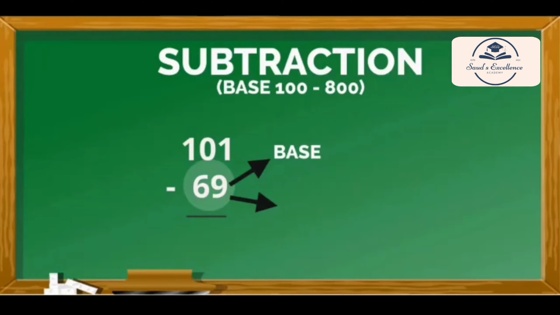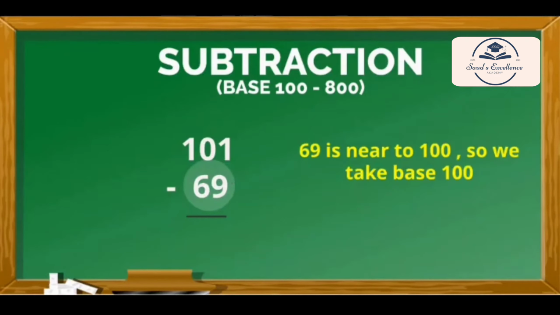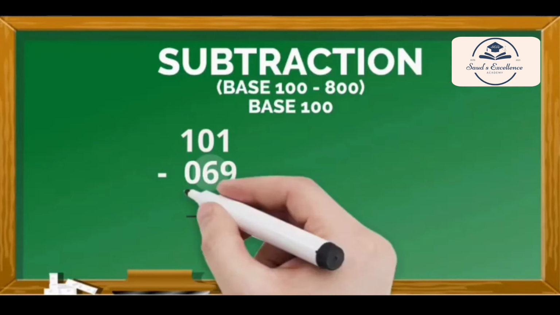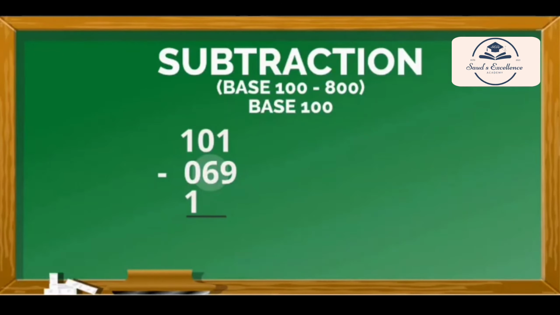69 will give us two things, first base and second thing complement. 69 is near to 100, so we take base 100. If we write 0 before 69, there will be no effect. For base 100, we write 1.